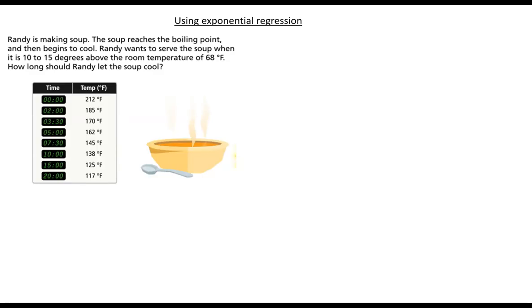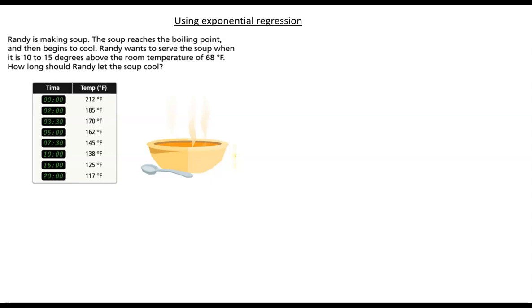Now, sometimes we have data, and so we can use something called regression to find a model for our equations. So here's a problem with some data. Randy is making soup. The soup reaches the boiling point and then begins to cool. Randy wants to serve the soup when it is 10 to 15 degrees above the room temperature of 68 degrees Fahrenheit. How long should Randy let the soup cool?